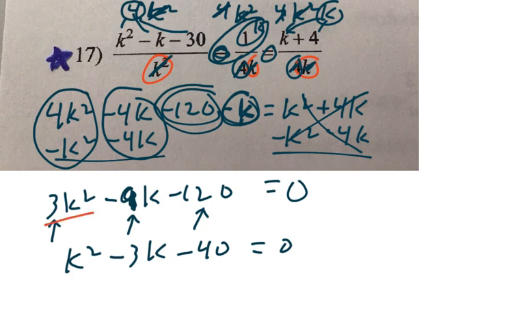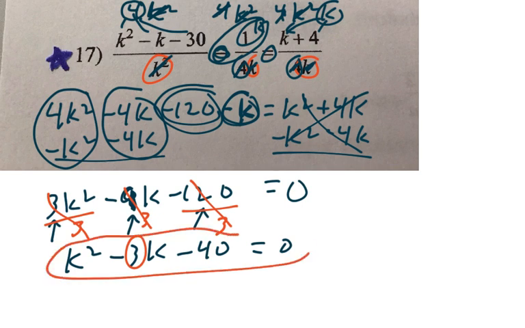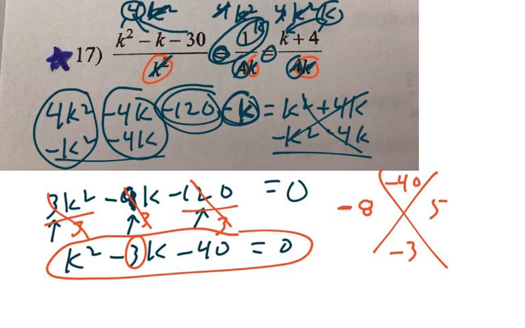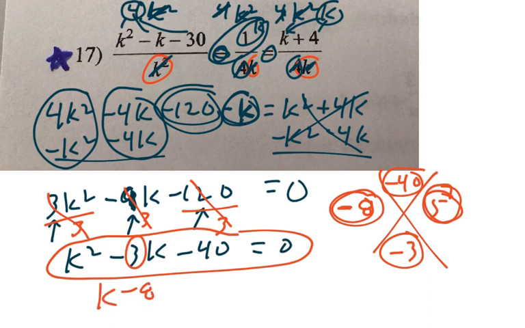Again, does everyone agree? 3 divided by 3 is 1. 9 divided by 3 is 3. 120 divided by 3 is 40. So now notice how much easier this is to factor, guys. Let's do the x method. I need negative 40 with a negative 3. 8 times 5 is 40. To get negative 3, I need to do 5. Sorry about that. 5 minus 8. So 5 minus 8 is negative 3. 5 times negative 8 is negative 40. Perfect. So I know that k minus 8 and k plus 5 equals 0.